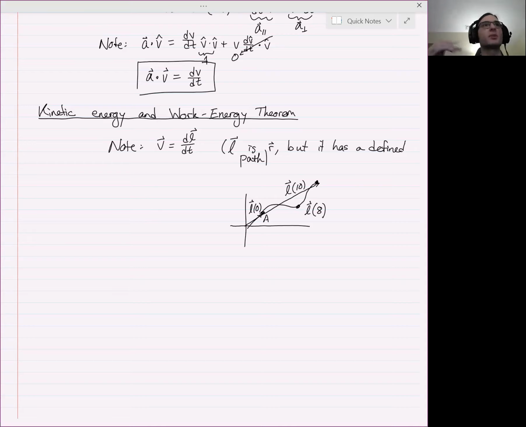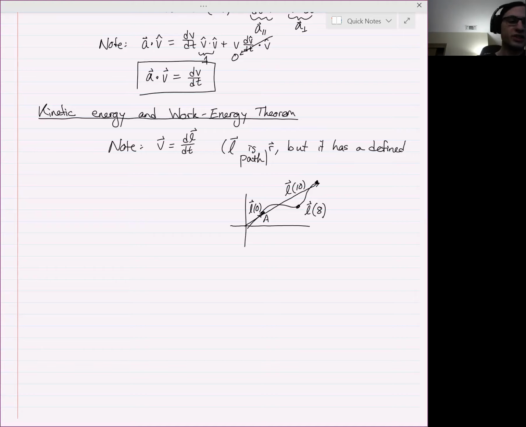And that's because the path can matter. Path can matter in physics. I'll give a good example of why that matters later, but just keep in mind that L is a position vector, but it's a particular position vector that changes in time, associated to the points on a well-defined path.